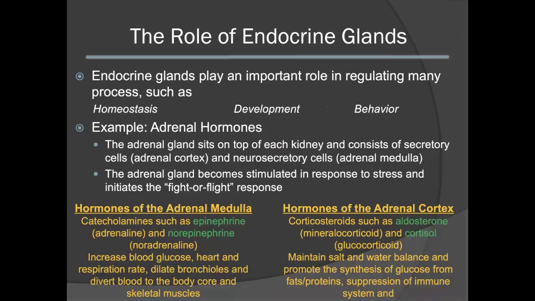Endocrine glands play a very important role in regulating many biological processes such as homeostasis, development, as well as behavior. For instance, the adrenal hormones are produced by the adrenal gland. The adrenal gland sits on top of each kidney and consists of secretory cells that are in the adrenal cortex and neurosecretory cells that are in the adrenal medulla. In general, the adrenal gland becomes stimulated whenever any type of stress is encountered, and it is responsible for initiating the fight or flight response.